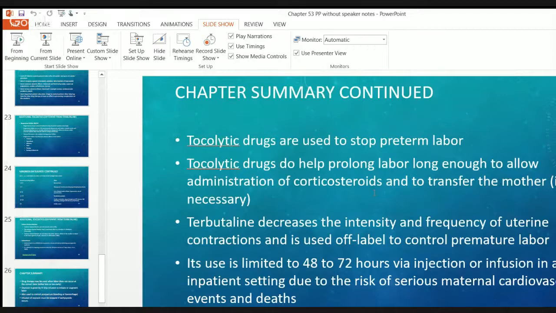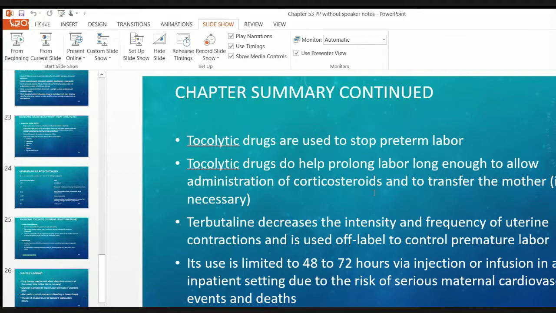When we look at the tocolytic drugs, they're used to stop preterm labor, and we know that's labor that occurs after 20 weeks. Anything prior to that is too soon. Tocolytic drugs do help prolong labor long enough, at minimum we hope, to get the corticosteroids on board if we feel like we're about to be dealing with a premature baby. Corticosteroids like betamethasone can be given so that we can get the lungs to accelerate and mature quickly. Terbutaline does decrease the intensity and frequency of uterine contraction.